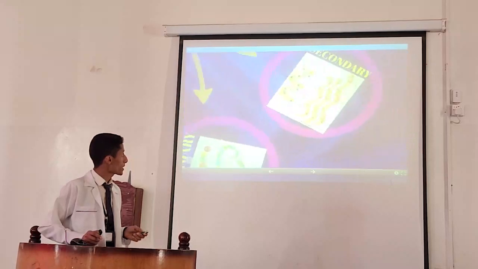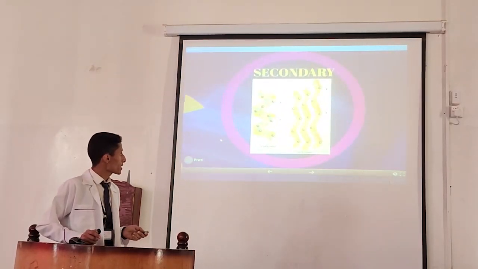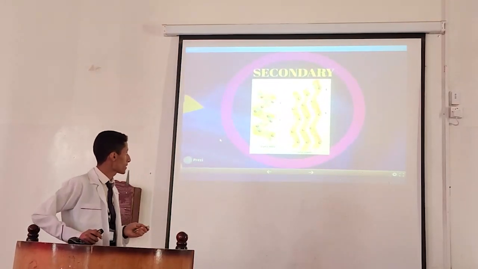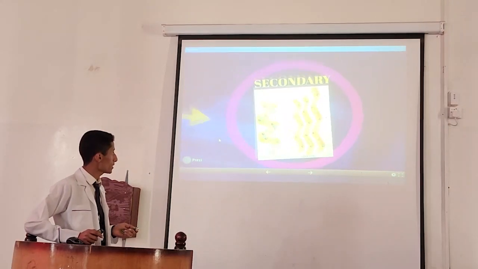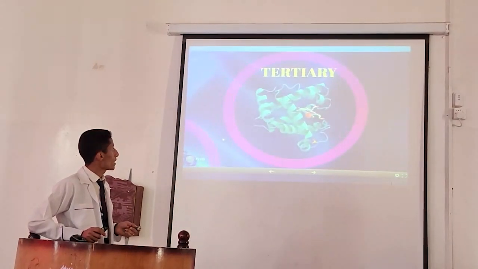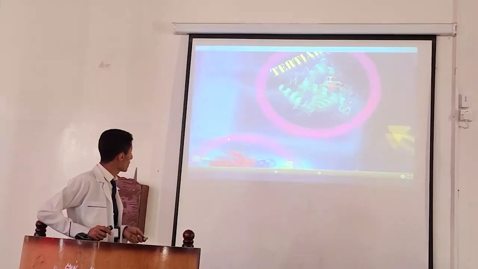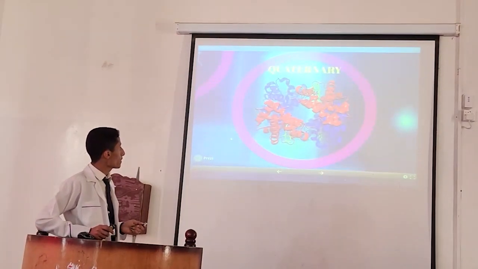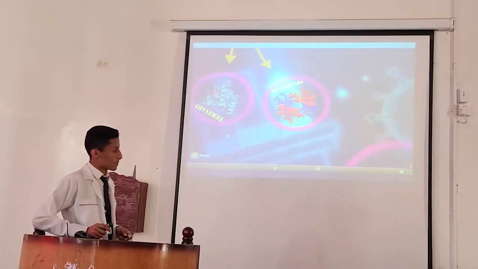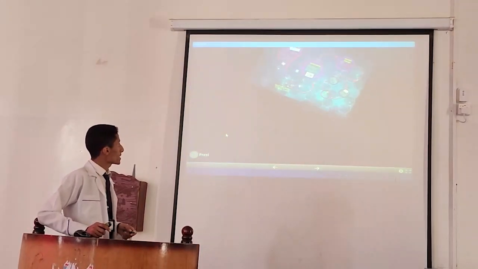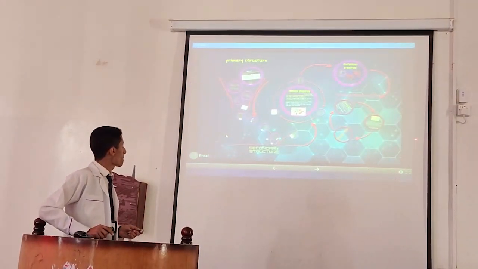And secondary structure: when the primary structure is folded, it forms a three-dimensional structure, which is the secondary structure. And when we fold the secondary structure, it forms the tertiary structure. And finally, we have the quaternary structure. We'll start with the primary structure in some detail.